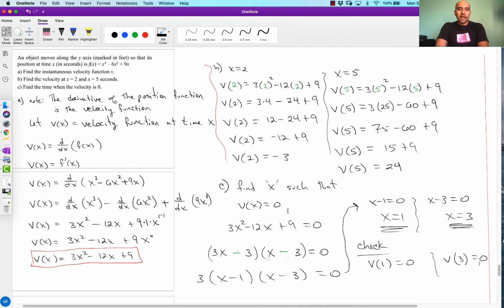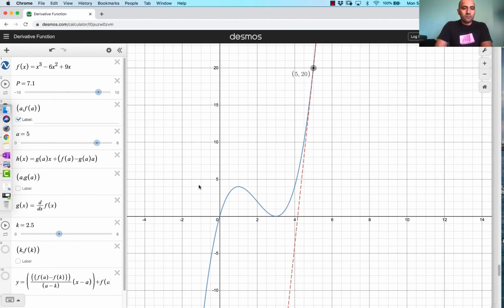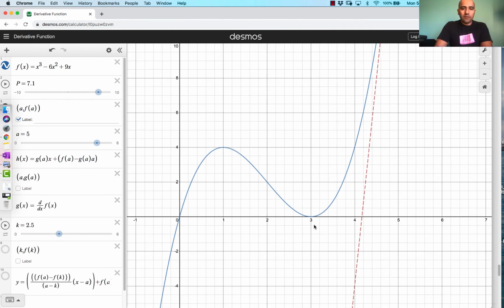Okay, we were also asked to find when the velocity was equal to 0, and so we see that the velocity equals 0 at x equals 1 and at x equals 3. After 1 second, or at the 1 second mark, and at the 3 second mark the velocity was 0. Let's look at the graph. Look what's happening around there. See how the horizontal line is 0, the slope is 0, therefore its velocity was 0 there. And also over here at this point the velocity is 0, right?